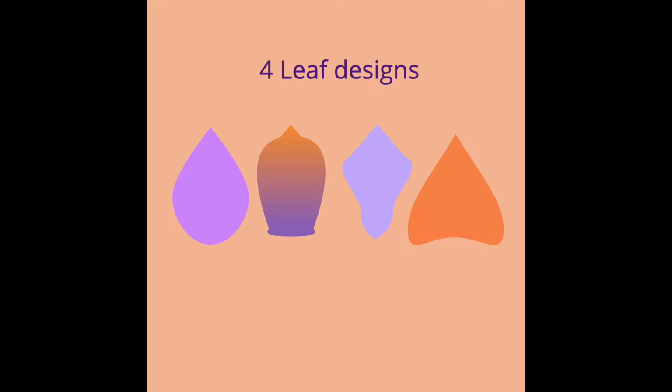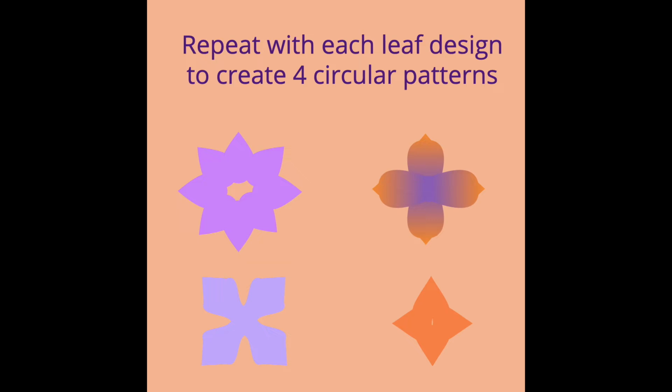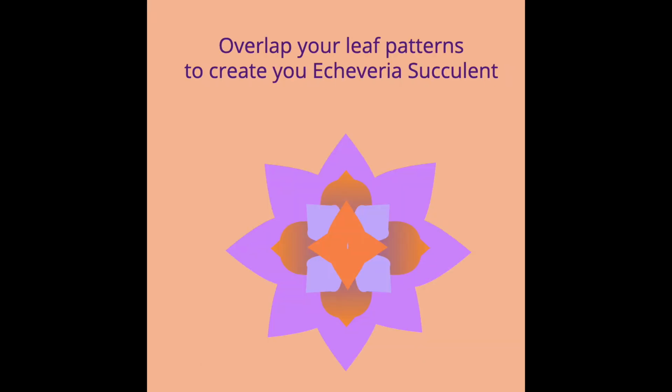I used a complementary color scheme, and that helps me tell each one apart and will make my design more interesting. After that, you're going to arrange each leaf design into a circular pattern, and this can be done by duplicating your shape. Next step, you're going to do this for each of your leaf designs, and here's an example of what it would look like. I urge you to experiment with colors and design. You will ultimately overlap them to create your Echeveria succulent.